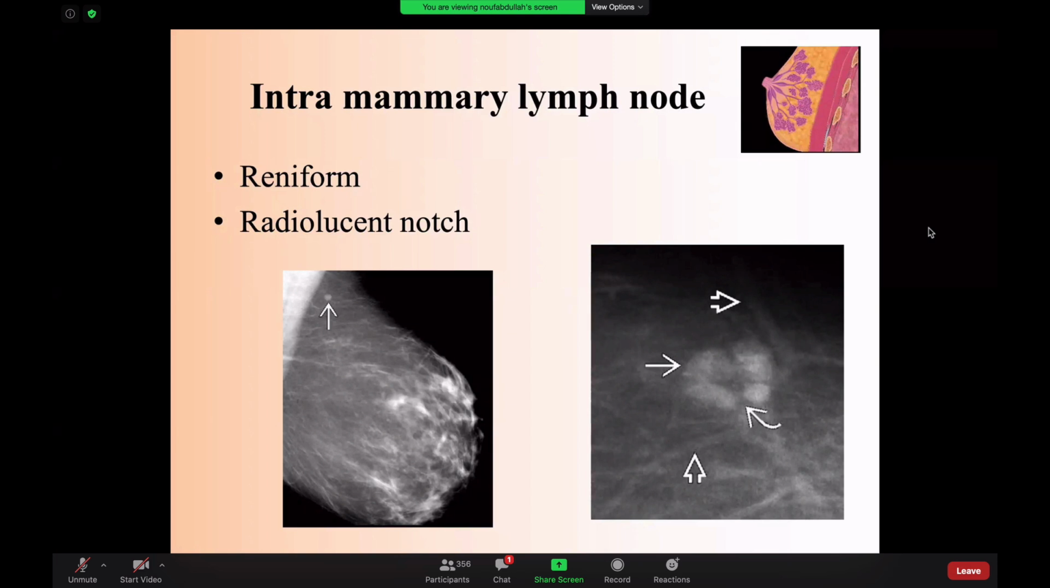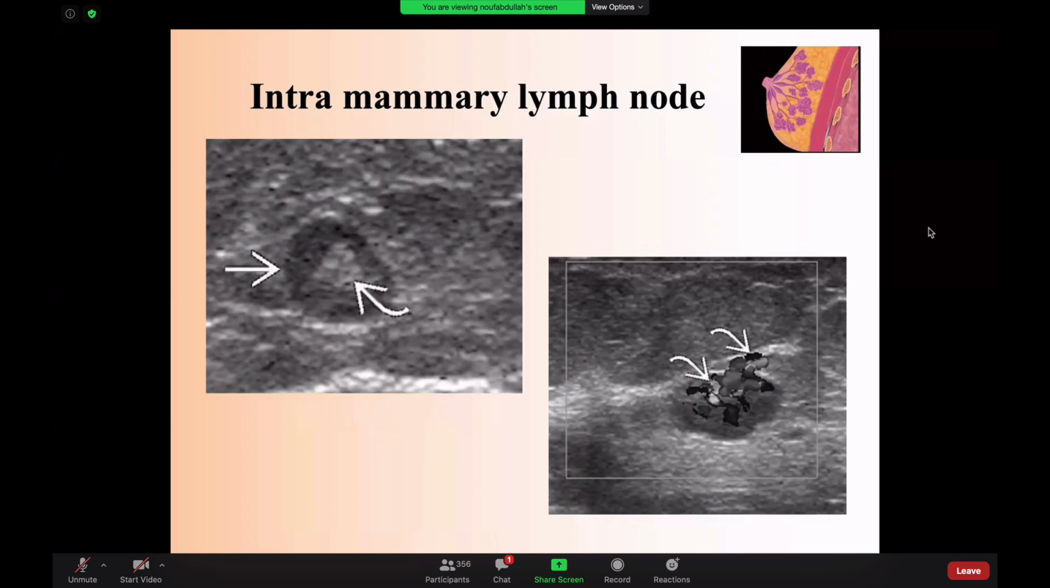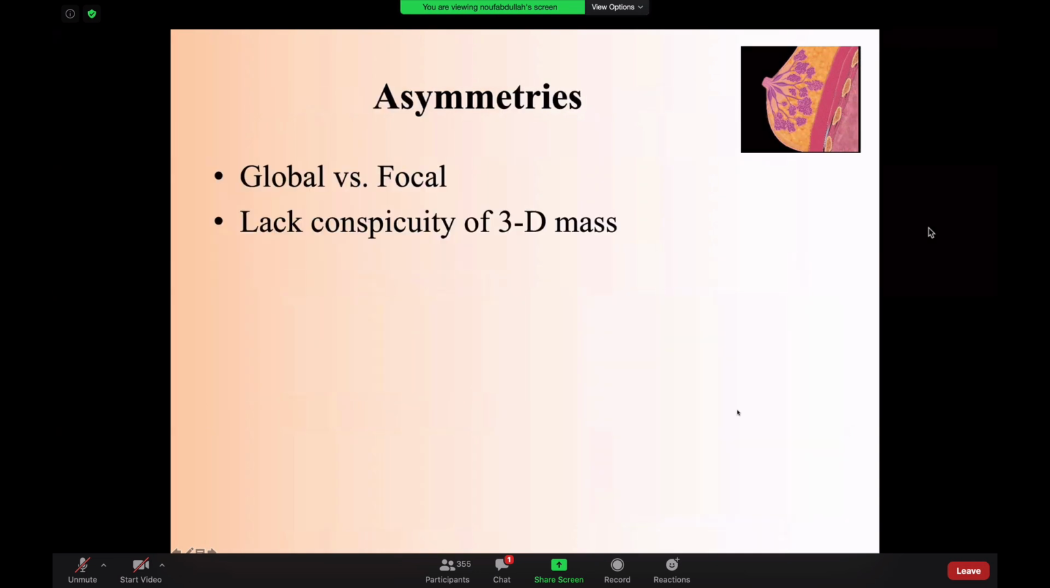To call it definitely an intramammary lymph node, you have to be able to identify the fatty hilum within the center, and it has to have the typical kidney-shaped appearance with a radiolucent notch. If you don't see that, then you have to do a compression view or an ultrasound to be sure that you're dealing with an intramammary lymph node. On ultrasound, it has a typical appearance: a hypoechoic cortex and a central echogenic hilum, similar to any other lymph node. If you put Doppler, you will be able to identify a vessel going into the central aspect, and this is typical of an intramammary lymph node.